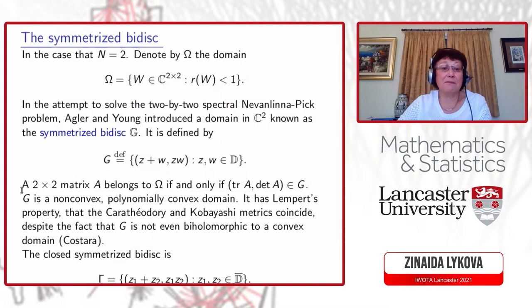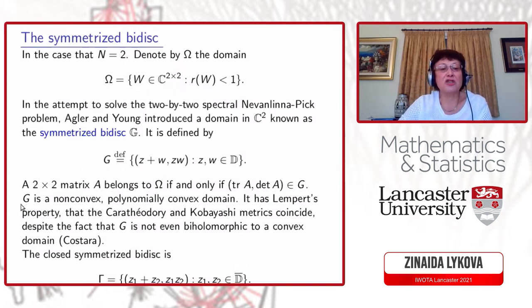And it's possible to show that a 2x2 matrix A belongs to omega if and only if the trace of A, comma, the determinant of A is in G. So it gives an idea: if we can solve this problem, we might solve the problem with values in omega.